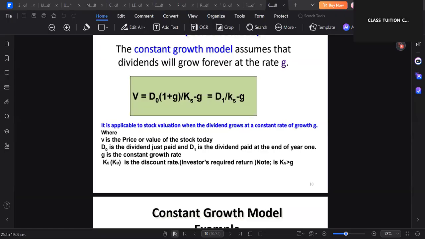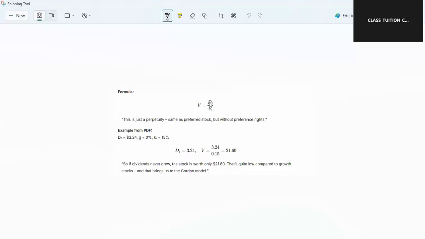Now, the zero growth model, the formula is simply the value of stock is D1 over KE. So it's a perpetuity, it's given like that. So if you're given the dividend now at 3.24, the growth rate is zero, the cost of equity is 15%. So just divide 3.24 over 0.15, so it's 21.6. This is what we call a zero growth model.